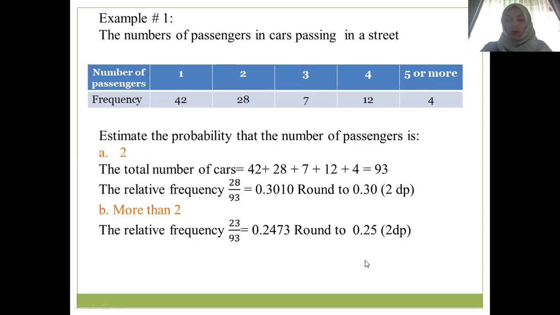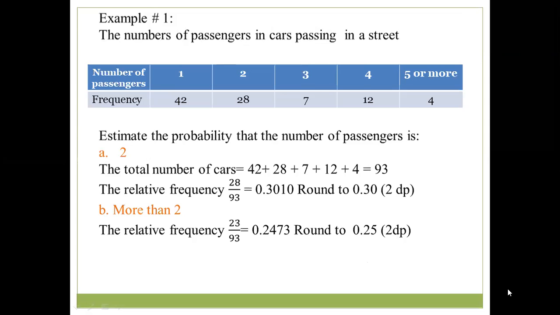Okay, so any questions so far? How can we find relative frequency? Do we have any question? Let's check. Is there anyone with a hand up? No. Okay, good.